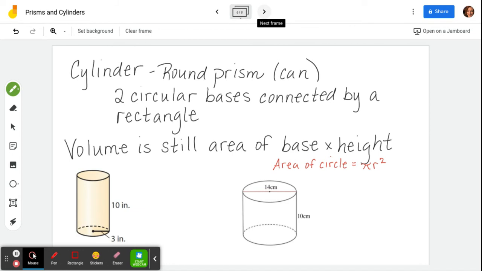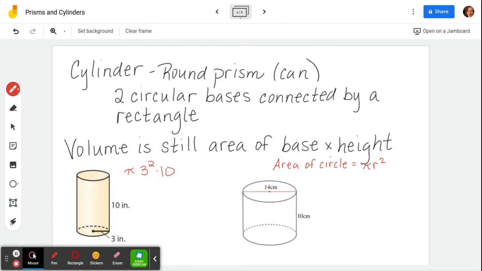To find the volume is still going to be area of the base times the height. So you're going to do the area of a circle, which we've talked before is pi r squared. Take that times the height, which is the distance between the bases. So for this first one, I'm going to do pi times 3 squared. And then I'm going to take that times the height of the whole thing, which is 10.